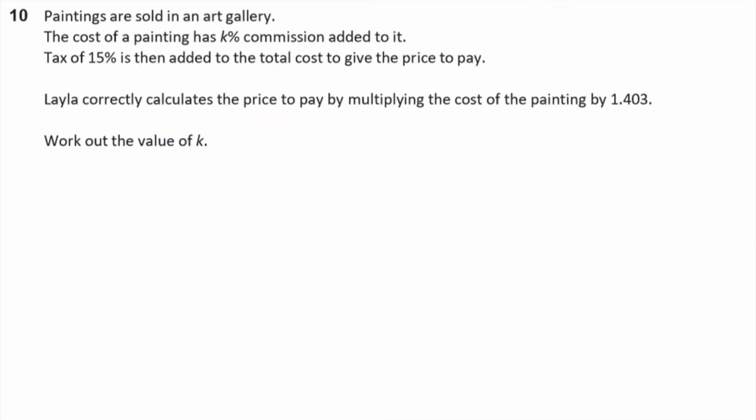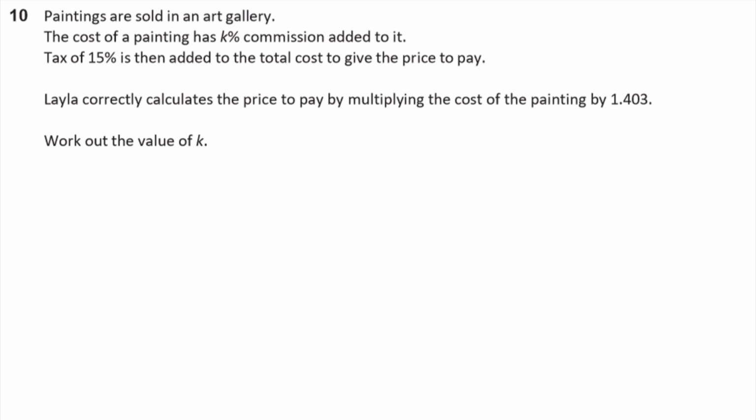Question 10. Paintings are sold in an art gallery. The cost of a painting has K% commission added to it. Tax of 15% is then added to the total cost to give the price to pay. Now, Layla correctly calculates the price to pay by multiplying the cost of the painting by 1.403. Work out the value of K.